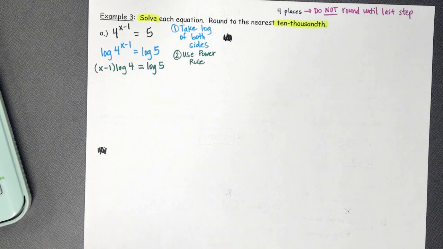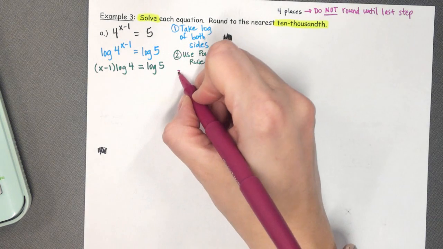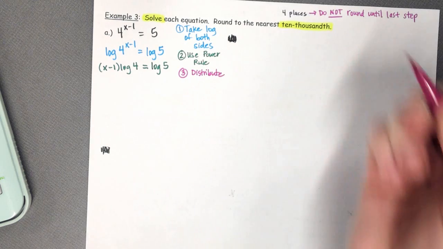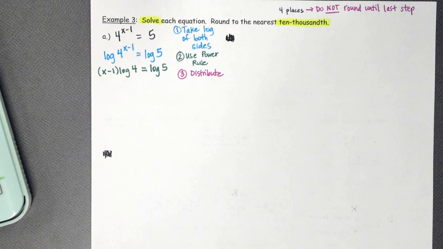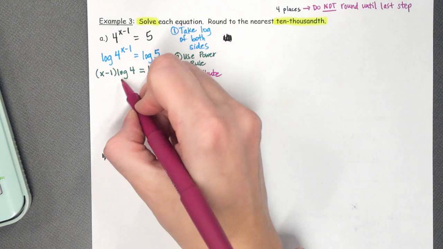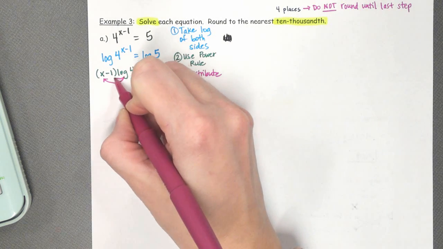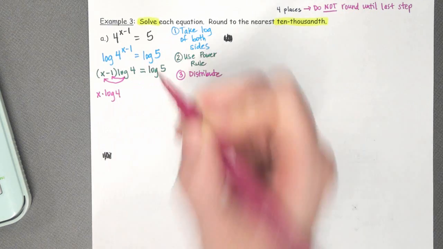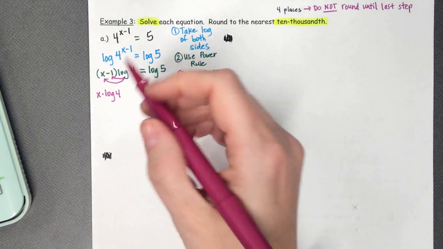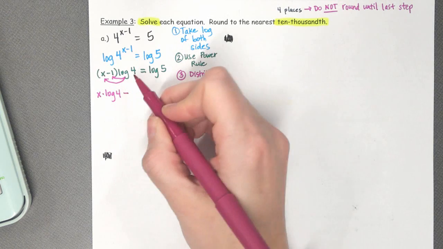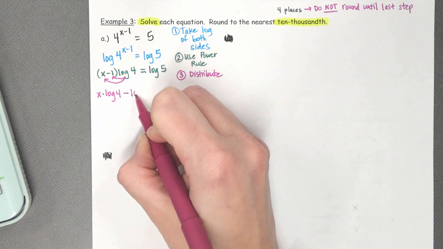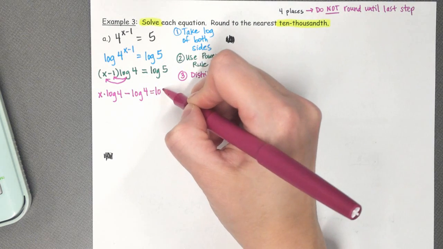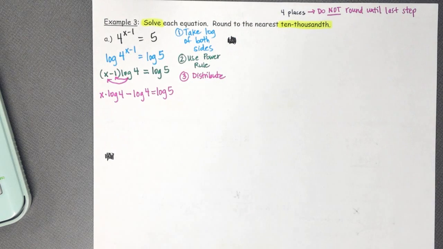Okay, so now we're going to distribute. So when you distribute, we're going to write this out as x times the log of 4 minus, and then 1 times anything is itself, so it's just going to be minus the log of 4 equals the log of 5.